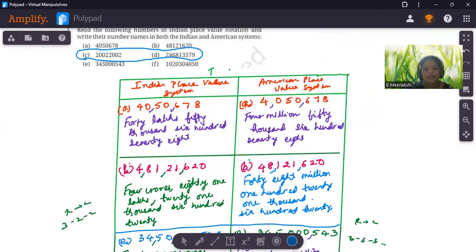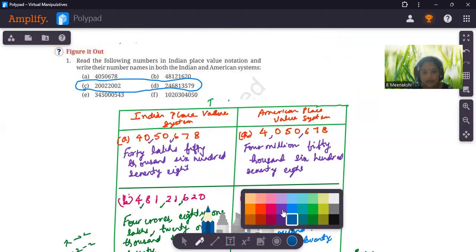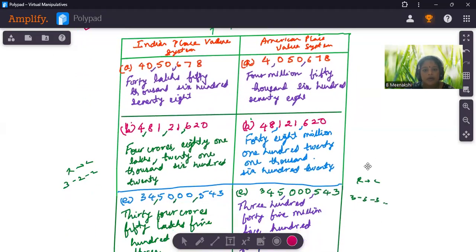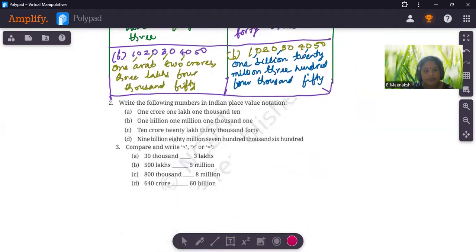So I have given answers for, please note it, A, B, E and F. C and D, I'm leaving it to you to put your answer in the comment box, both Indian place value system and American place value system.